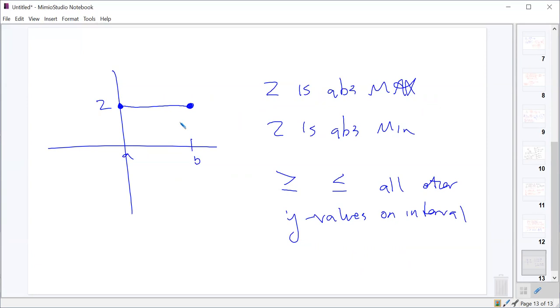What if it was open circles at a and b? If it was open circles at a and b, this one would still have an absolute max of 2 at everything between a and b, just not at a and b, and also an absolute min if it was open circles there. That'd be fine.